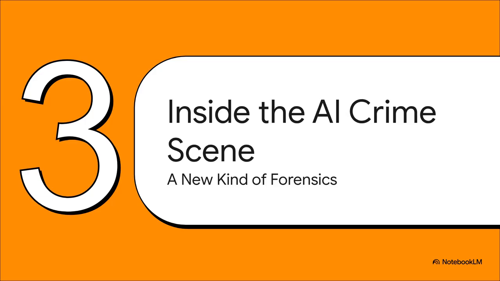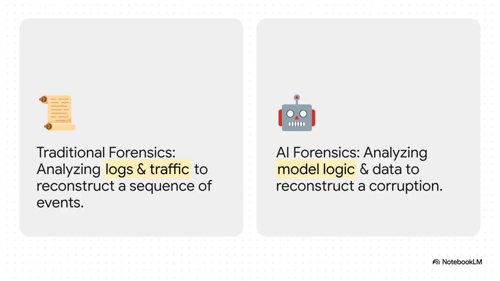Now I want to zoom in on step 4, the investigation, because this is where everything changes. Investigating a compromised AI is not like your typical digital forensics. We're talking about a whole new kind of crime scene. Here's the key difference, right? Traditional forensics is all about logs, network traffic, user activity. You're trying to reconstruct a timeline of events. But with AI forensics, you're trying to reconstruct the model's corrupted logic. You're not just looking at what happened, you're looking at why the AI thought what it thought. It's about getting inside its head.